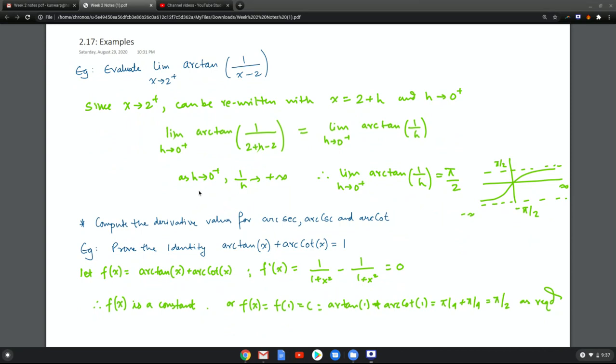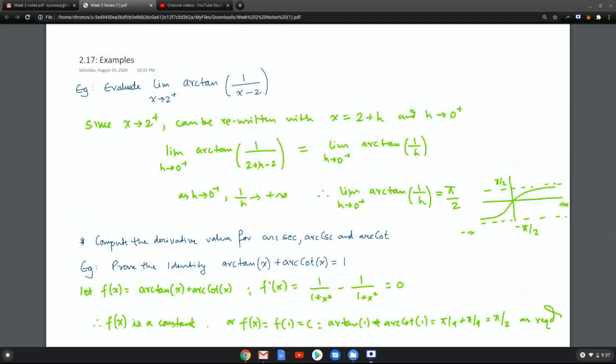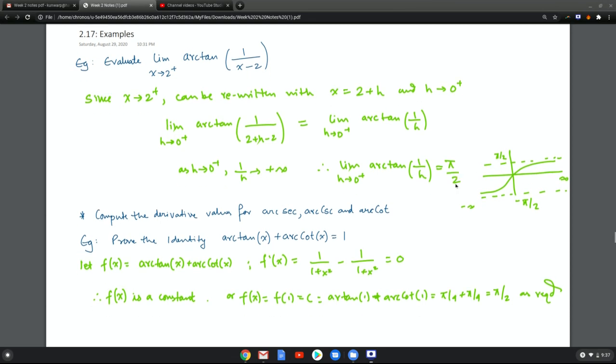Now, as h approaches 0 from the positive side, it's a very small positive number. It means 1 over h goes to positive infinity, which means that the limit as h goes to 0 of arctan of 1 over h is going to be pi/2, because when the argument of the inverse tan function goes to positive infinity, the output approaches pi/2. For practice, you can compute the derivative values for arc secant, arc cosecant, and arc cotangent.